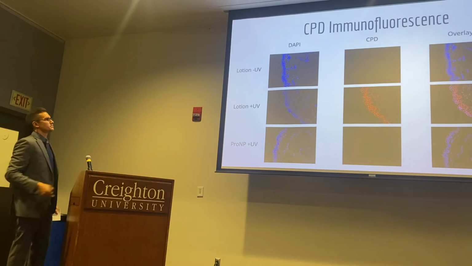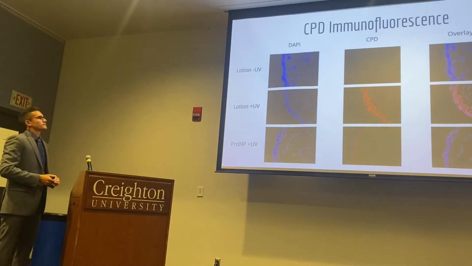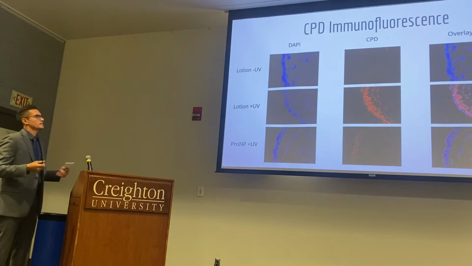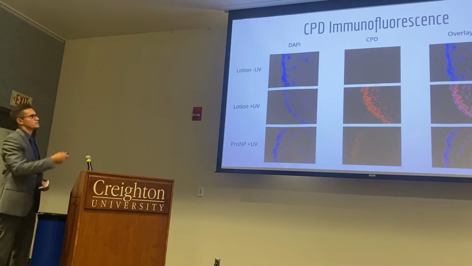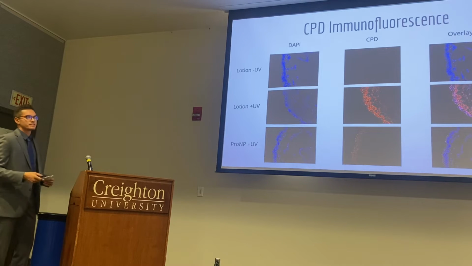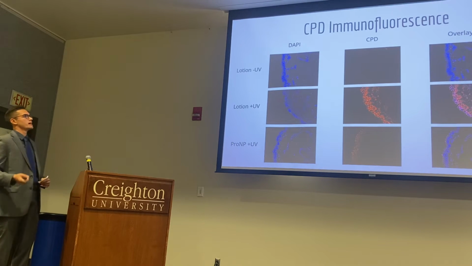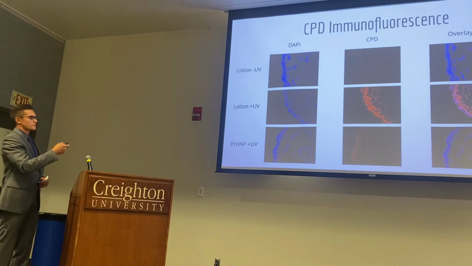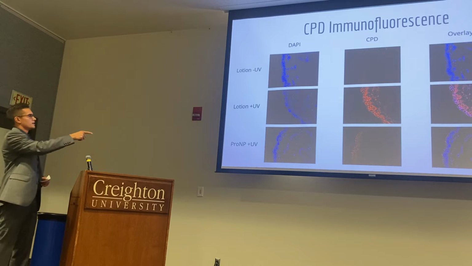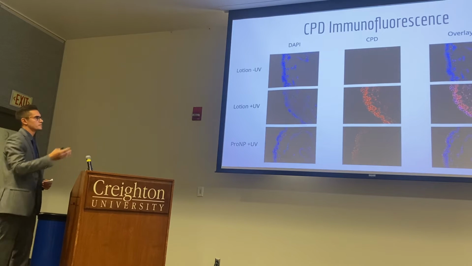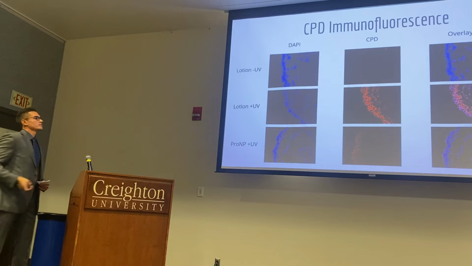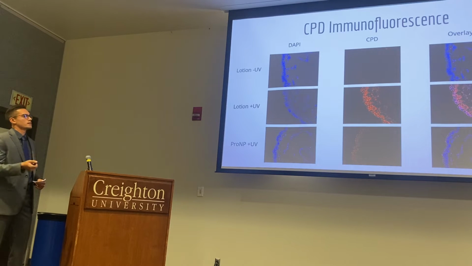If we go over to the CPD sections, we can see that in the lotion no UV, there's hardly any signal, and you can probably barely even see anything back there. This channel was supposed to represent the positive signal that we would see from cyclobutane pyrimidine dimers. Now we can see that in the lotion with UV, there are quite a few positive cells in that epidermis, and in the Pro-P with UV, there are some sporadic, if less fluorescent than the lotion with UV. Now the overlay is meant to demonstrate the actual signal, the positive signal from these CPD cells.